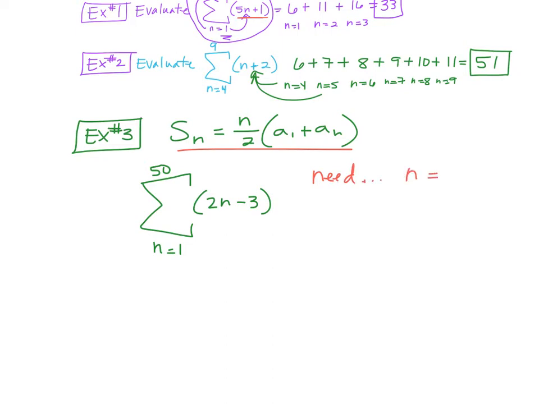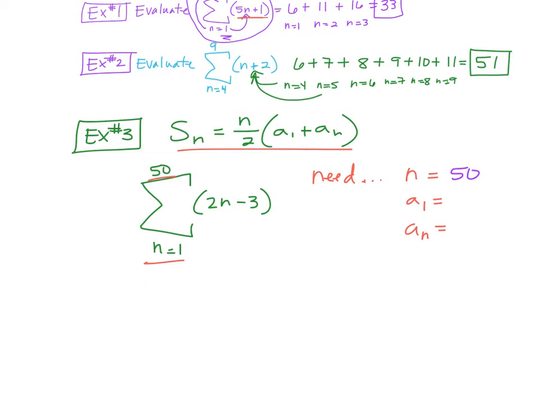Okay, we need n, we need a sub 1, and we need a sub n to plug into that. So if you think about it, n is your number of numbers, right? So we started at 1, we went to 50. 1, 2, 3, 4, 5, that's 50 numbers, right? So n is going to be 50.